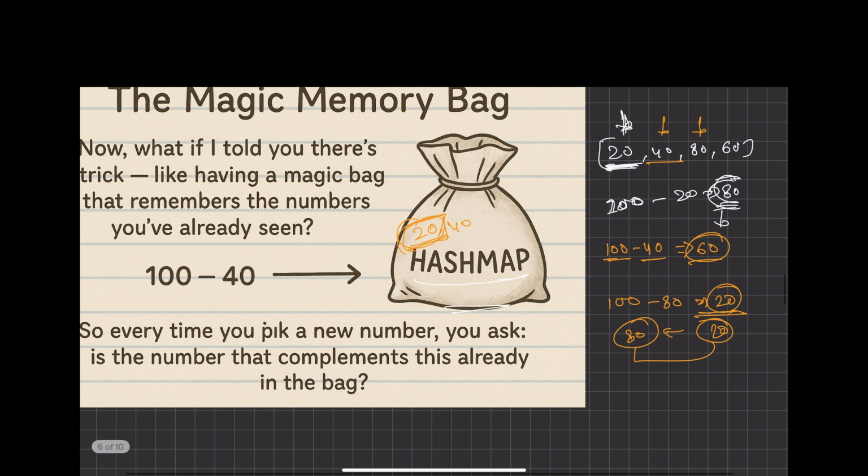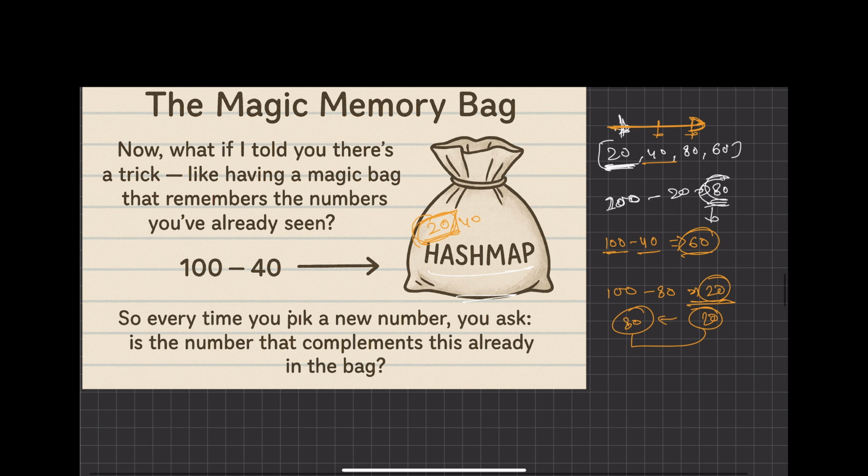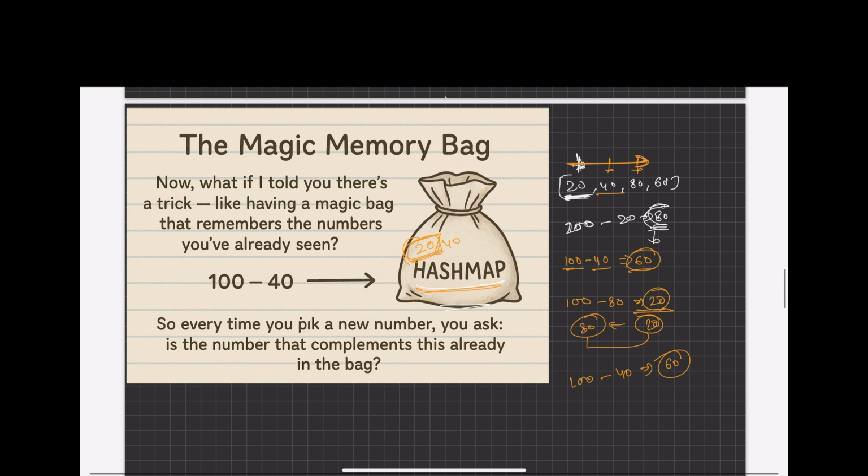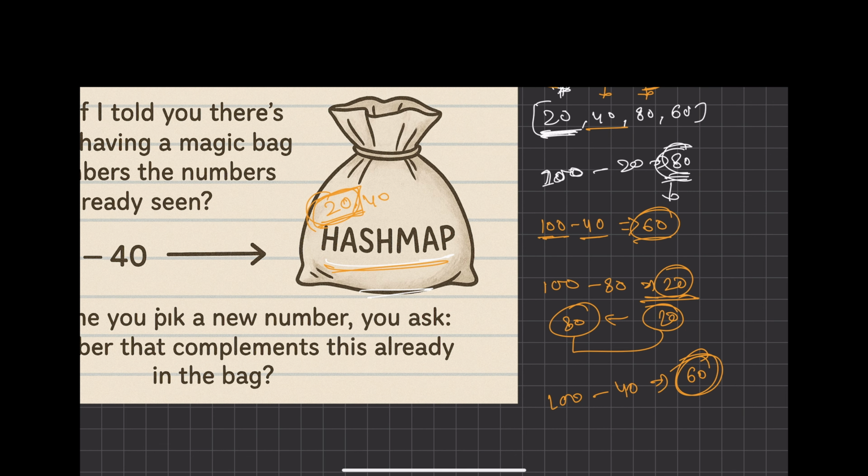See, you just see each number once, you are not repeating the numbers. So every time you pick a number, you ask, is the complement there? What is the complement? Suppose you pick an item of 40 rupees. What is the remaining money you have? 60. Is it already present in your magic bag or not? If it is there, then that is your answer.